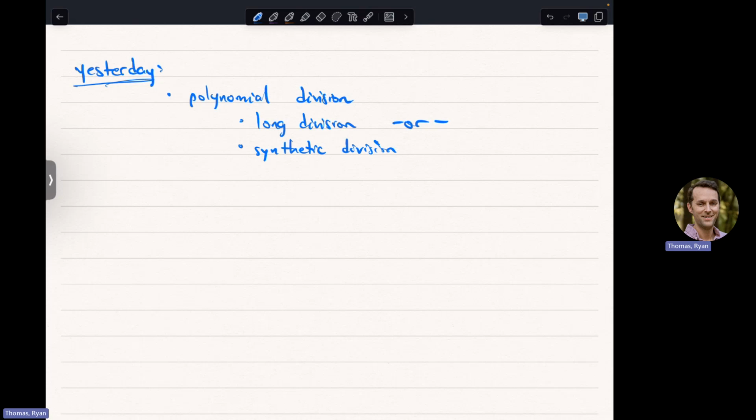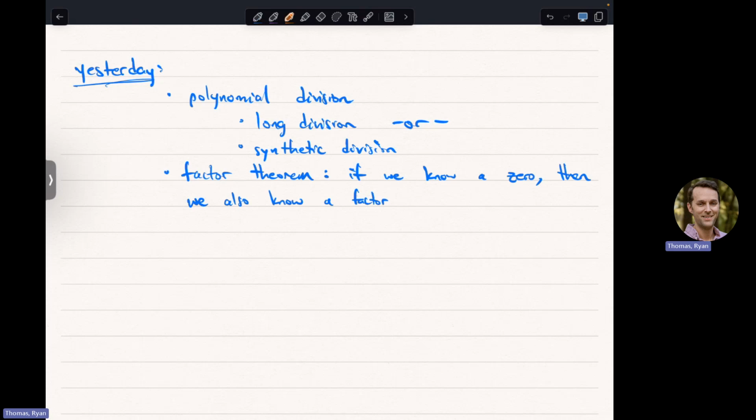And then the real reason that we care is because of the factor theorem, which says that if we know a zero, then we also know a factor.